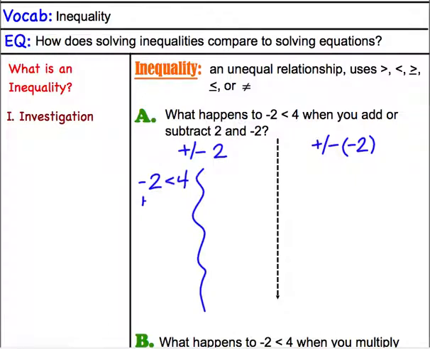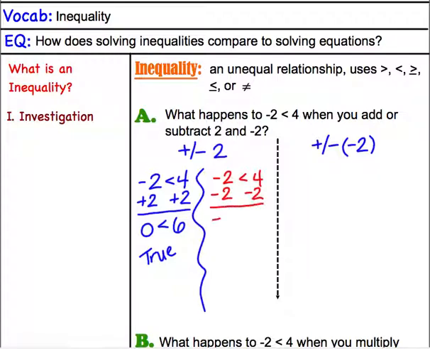If I take -2, I'll do this so I have my two sides, -2 is less than 4. If I add 2 to both sides, I get 0 is less than 6. It's still a true statement, so we're okay. Now, if I take -2 is less than 4, and I subtract 2, I'm going to get -4 is less than 2, which is still a true statement.